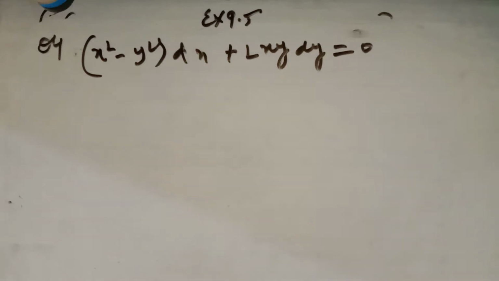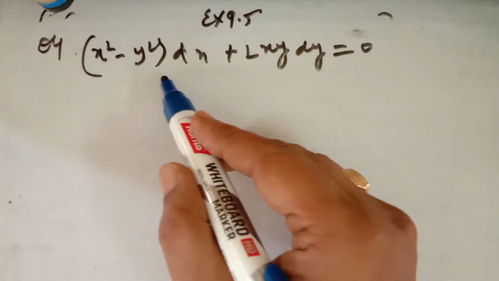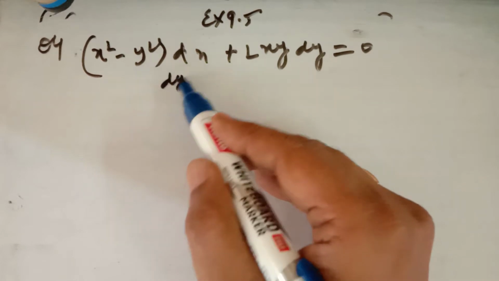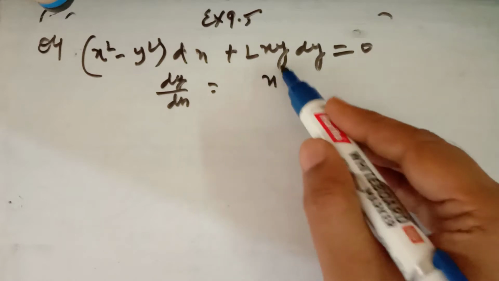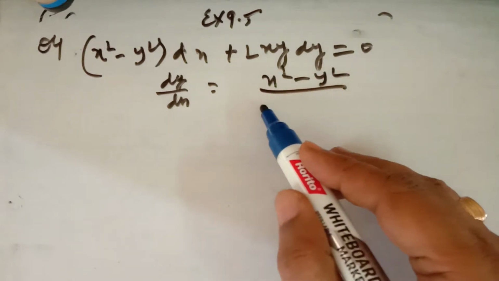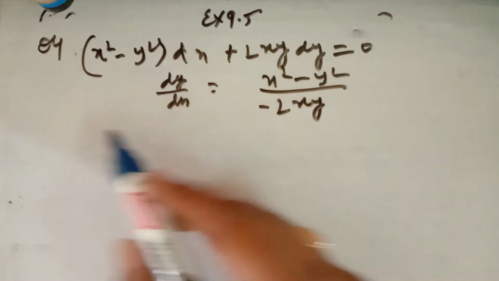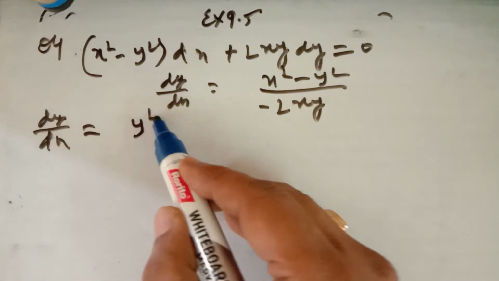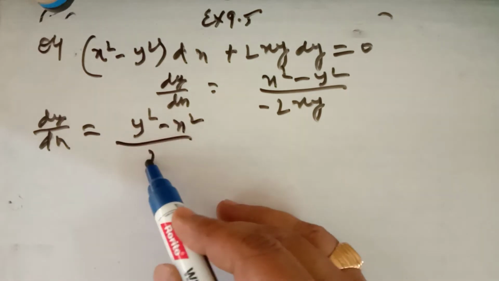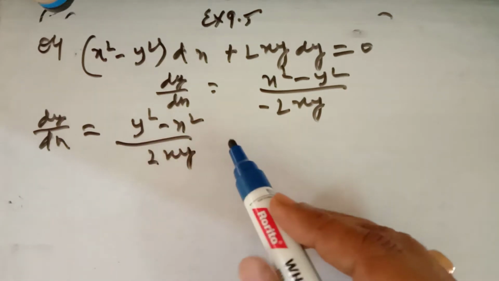So you know how you have to prove it. You put x lambda in place of x and y lambda in place of y and prove that it is a homogeneous differential equation. We have done this in question number 1, 2 and 3. So I'm solving it. dy/dx will be equal to, you take this to the right hand side, (x² − y²)/(−2xy). So you can simplify it by changing its sign in the numerator and removing the minus from the denominator.